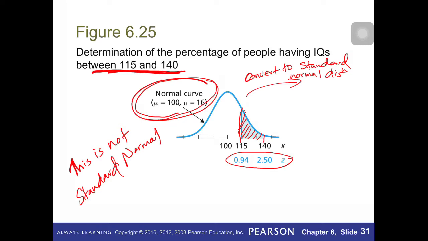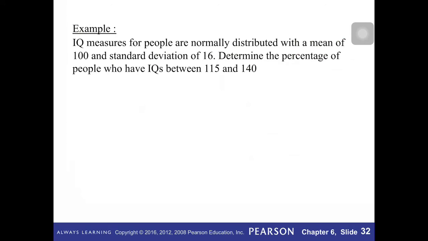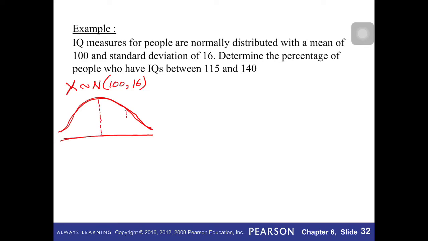Okay, so let's try to figure it out. I have an example, the same example, IQ measure. Normal distribution, let's say the variable is x. I have a normal distribution with mu 100 and standard deviation 16. I'll draw it here for you. This is my normal distribution, not the standard normal distribution. I have two values, 115 and 140. I need to find the area, or simply probability, percentage.